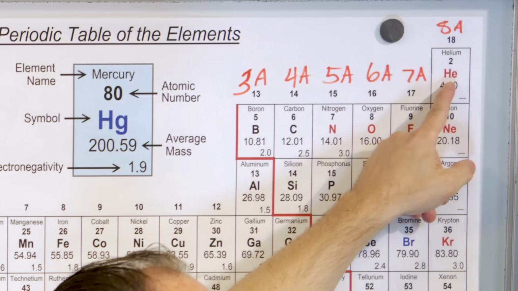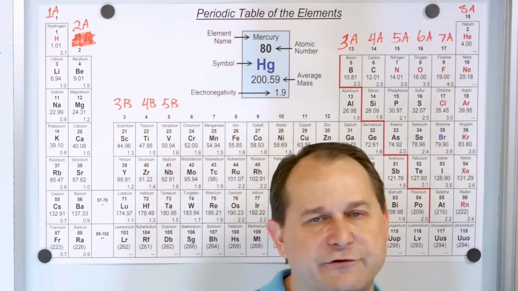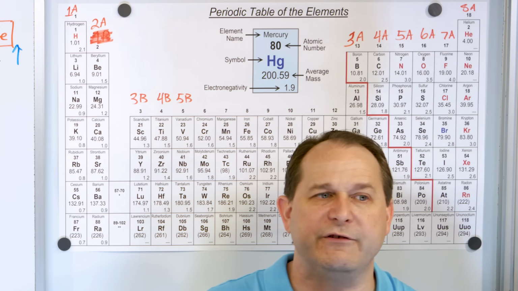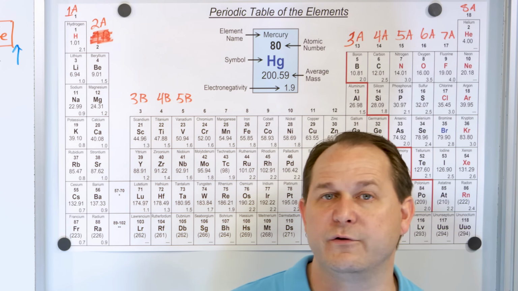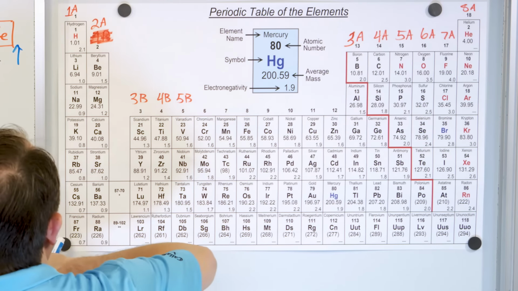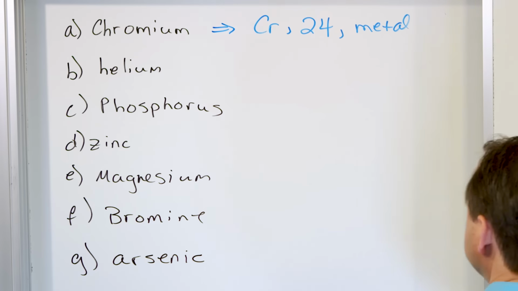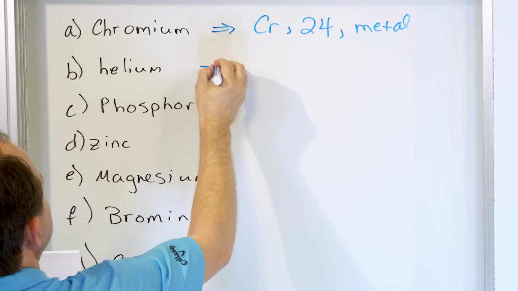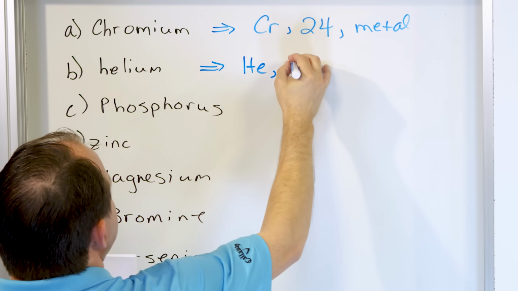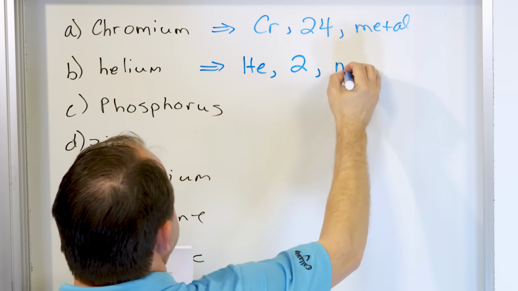Well, actually, helium is a noble gas. It doesn't gain or lose any electrons. It's very non-reactive. So it just hangs out and it has its 2 electrons and it doesn't do anything. So it doesn't really like to gain or lose any electrons. So helium, the symbol is He. The atomic number is 2, and it is a non-metal.